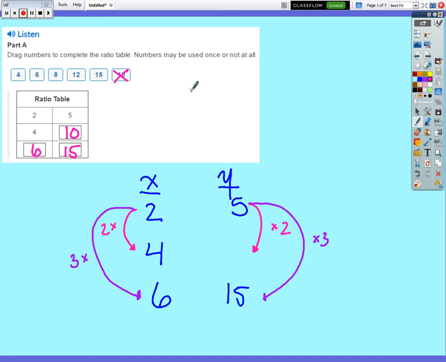And if I thought about that, 6 over 15, if I wanted to just check this, I could divide both terms by 3. And look what I get. I get the original ratio of 2 to 5. It's a nice way to check it for ourselves. Okay, let's go to the next one here.